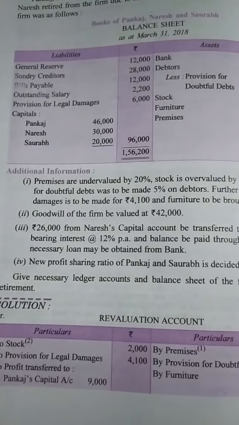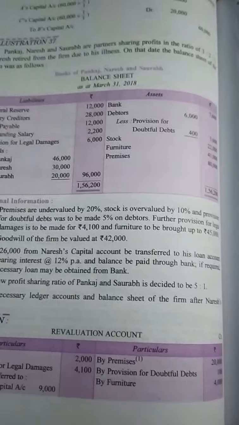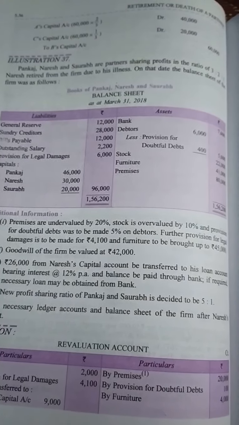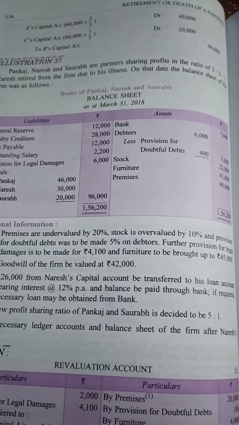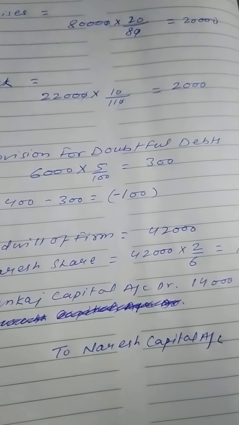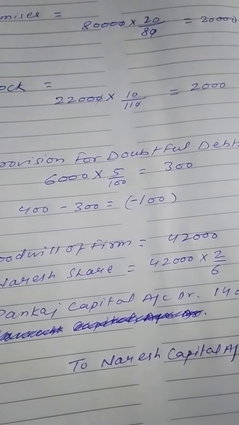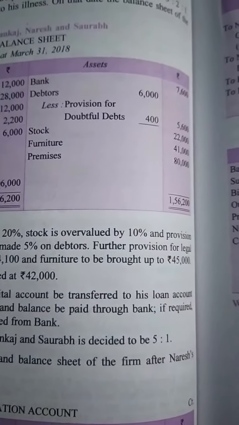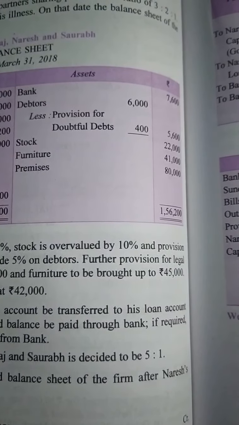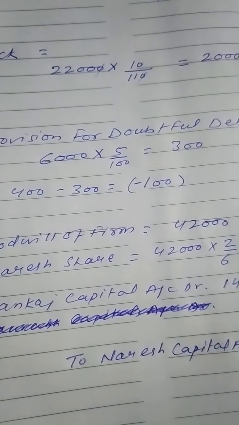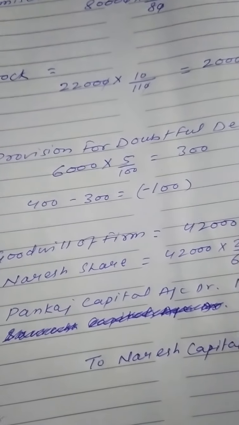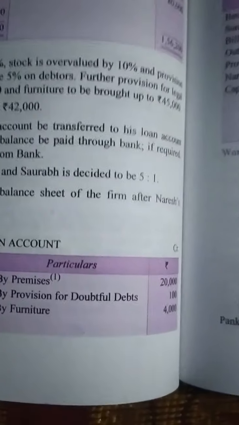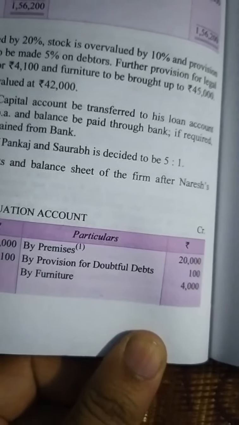Now further reading out the next adjustment. Provision for doubtful debt was to be made at 5% on debtors. See, debtors 6,000, 5% of it we have to calculate, it is 300. Earlier the figure of provision for doubtful debt is 400, but we have to maintain it at 300 rupees. It means provision, the liability of the firm, is decreasing by 100 rupees. A decrease in liability is shown on the credit side of the revaluation account. You can open your book.